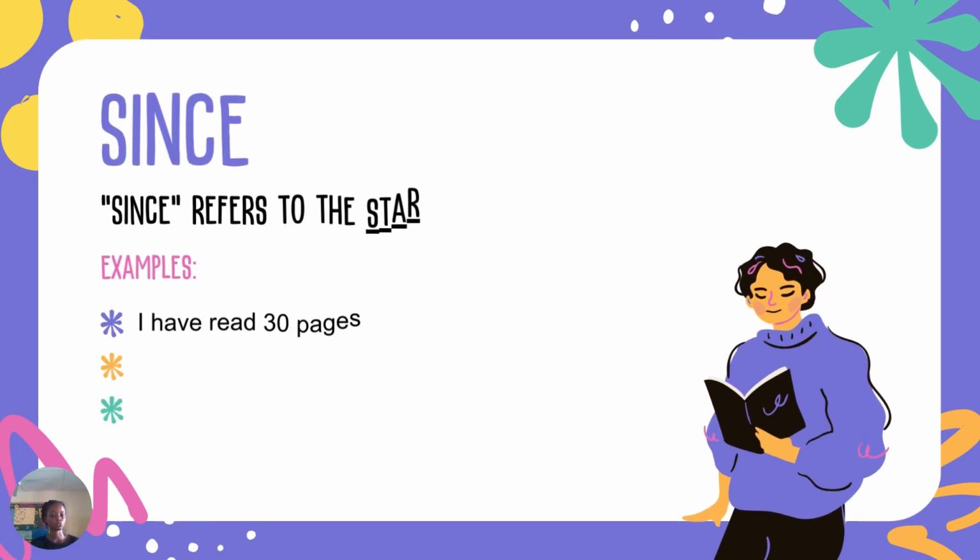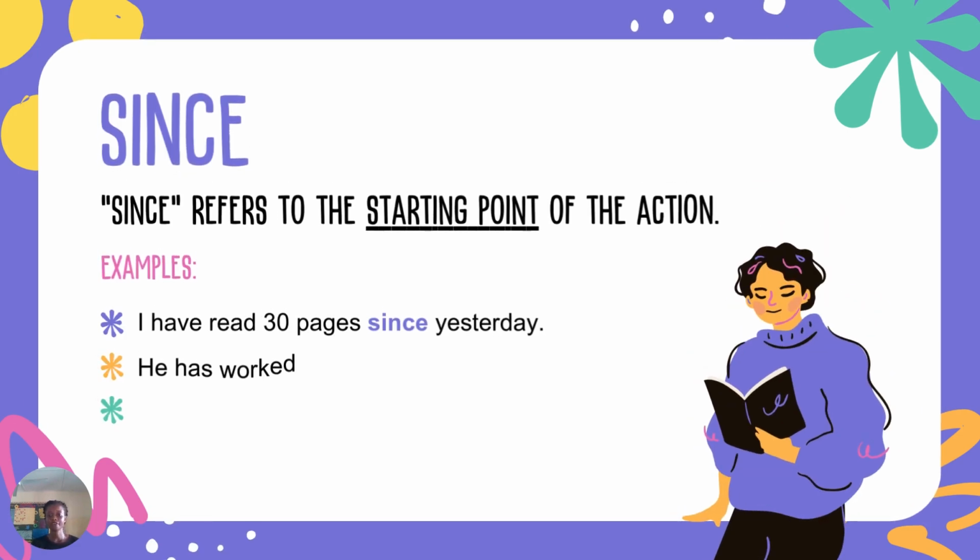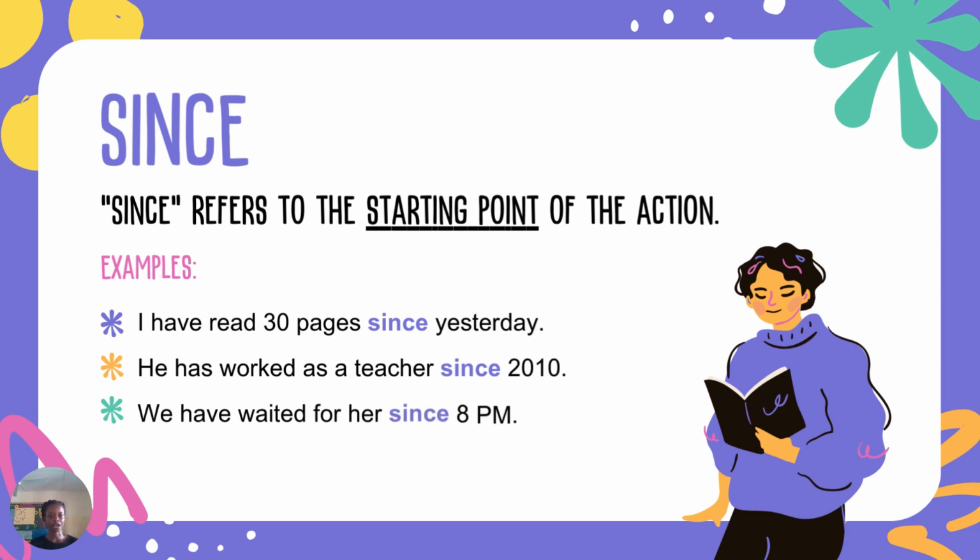Now, for since, what role does it play? Since refers to the starting point of the action, while for tells us the duration of the action. Example: I have read 30 pages since yesterday. He has worked as a teacher since 2010. We have waited for her since 8 p.m.